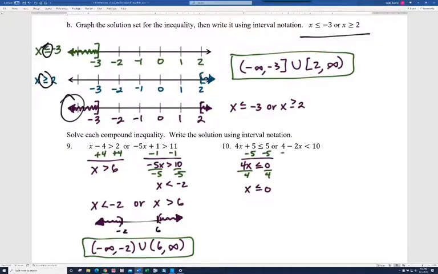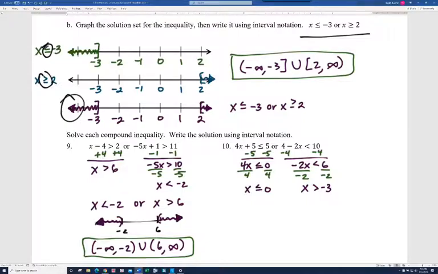On the other side, we're going to subtract 4 on both sides. We have 4 minus 2x is less than 10. So subtracting 4 on both sides, we get negative 2x is less than 6. So we're going to divide by negative 2. Again, we know with inequalities, if we divide by a negative number, we have to reverse that symbol. And so this becomes x is greater than negative 3.